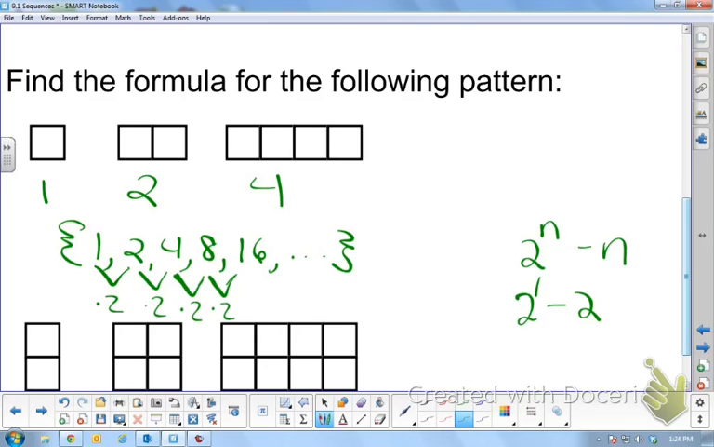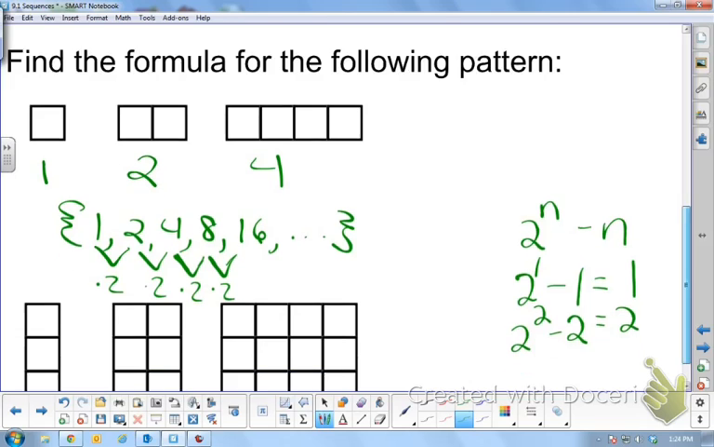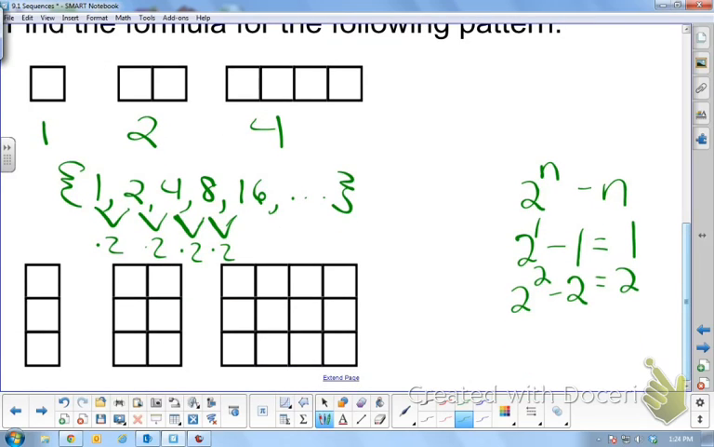Okay, that'd be 2 to the 1 minus 1. Yes, success! Okay, there's our first term. Let's try our second. We've got to make sure it works for all our terms. 2 to the second minus 2 is 2. Okay, it worked for the second term.